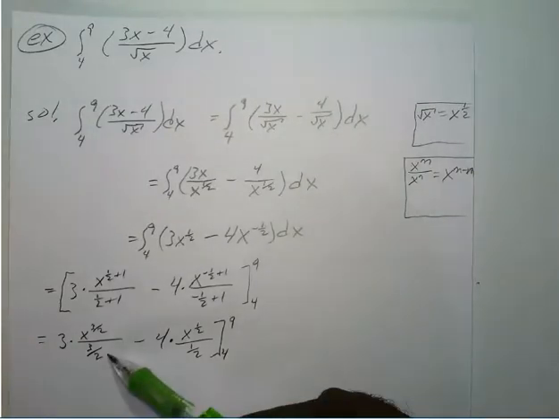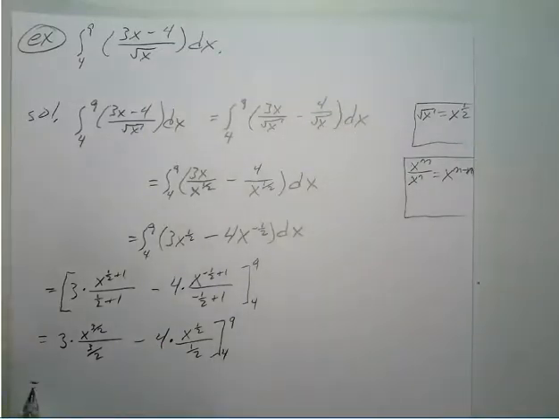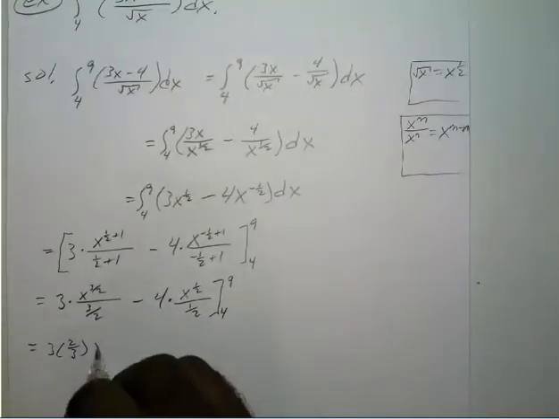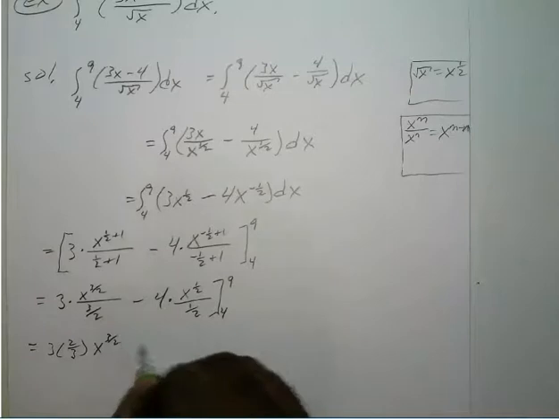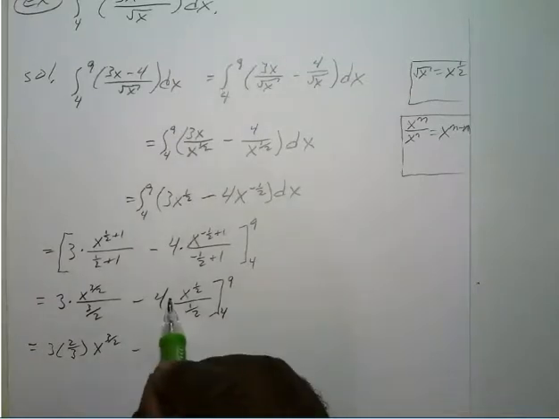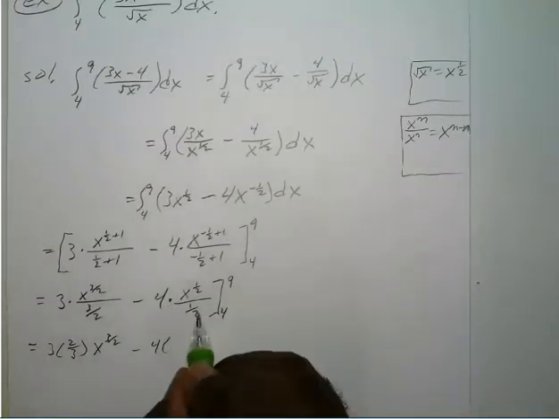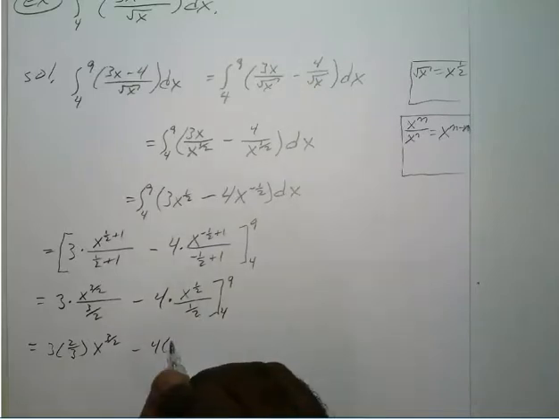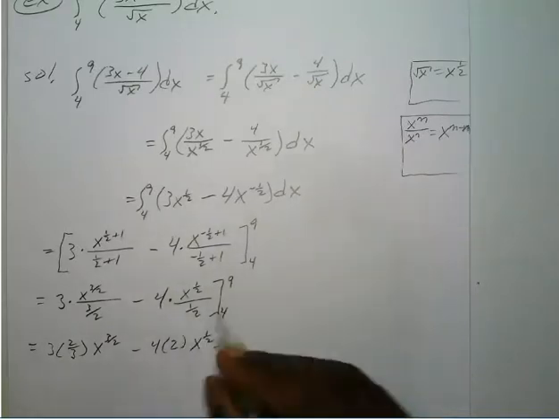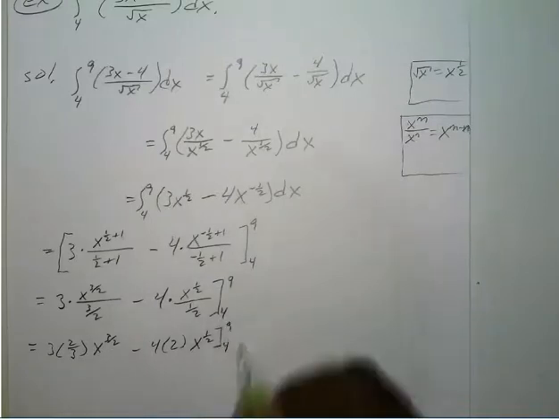Okay. And again, if we multiply the numerator and denominator with the reciprocal, so if we multiply this by 2 over 3 and this by 2 over 3, we will end up with 3 times 2 over 3, move that up, x to the 3/2 minus 4, multiply both the numerator and denominator by 2, times x to the 1/2 from 4 to 9.